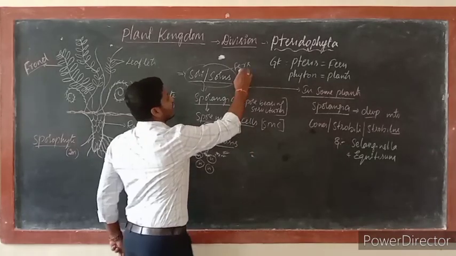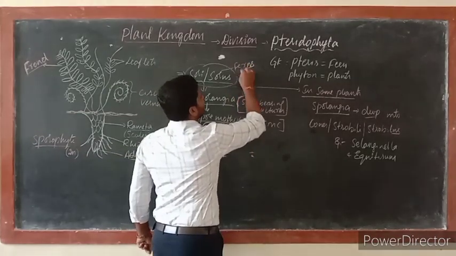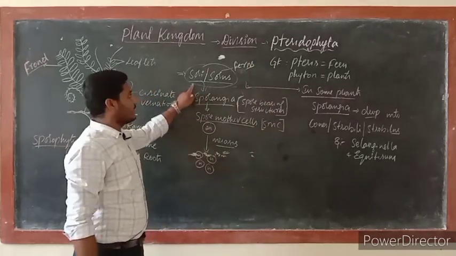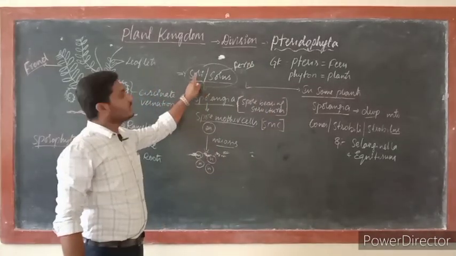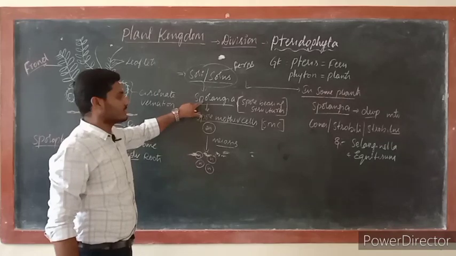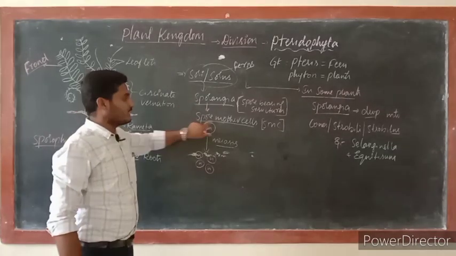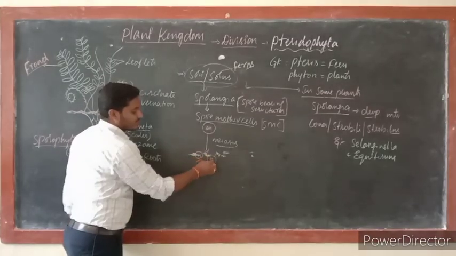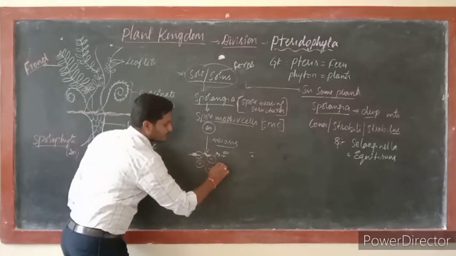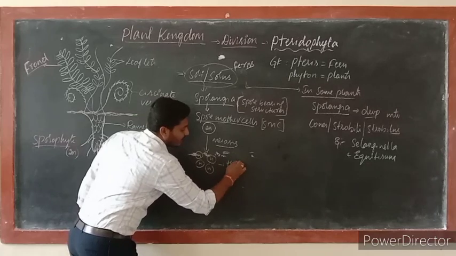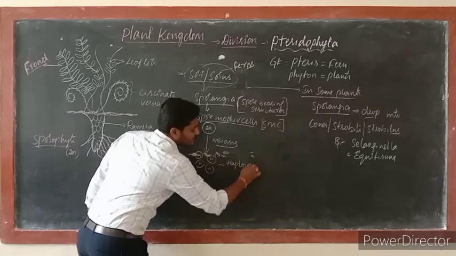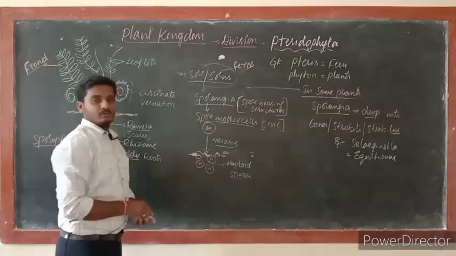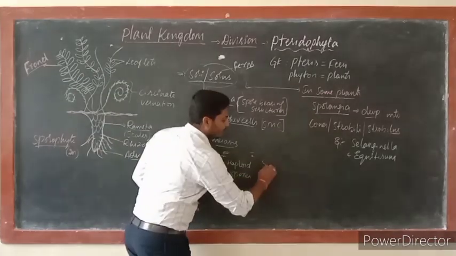But in the case of ferns, we can find the presence of sori or sorus. Within the sori or sorus, we can find sporangia, and sporangia contain spore mother cells. These spore mother cells, which are diploid, give rise to haploid spores.